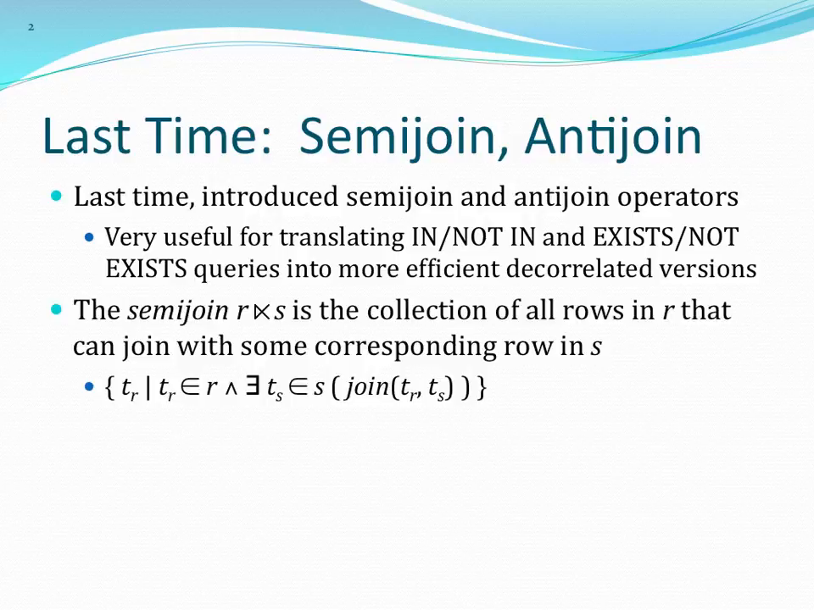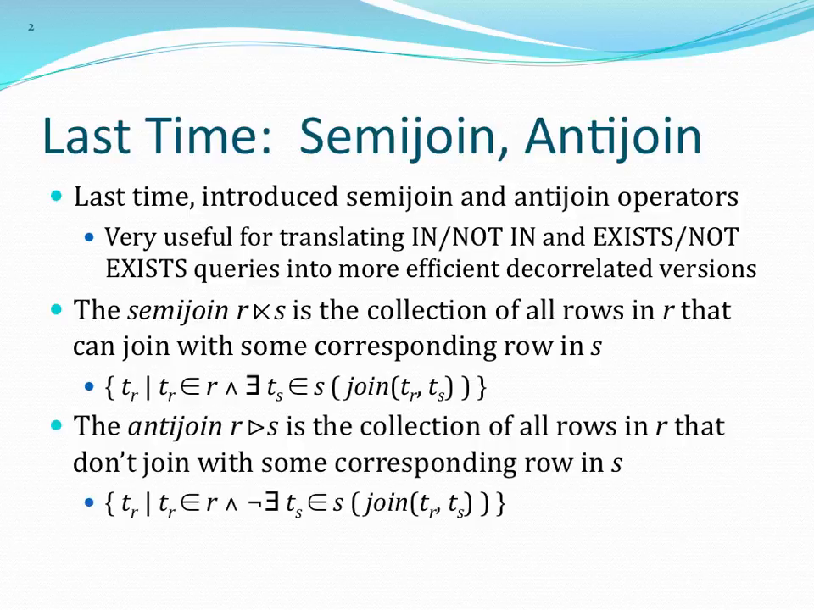So we had the semi-join, which we wrote as a bow tie missing the right line. Collection of all rows in R that can join with some corresponding row in S. We don't include S's tuples. We just include R's tuples. And the result can never be larger than the number of tuples in R. Like, we don't duplicate any tuples in the semi-join operation. Now, you may have multiple tuples in R that have the same values, but that's because R is a multiset now. But we don't duplicate any tuples.